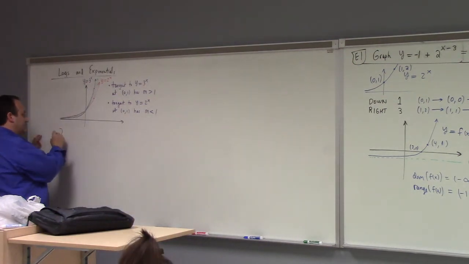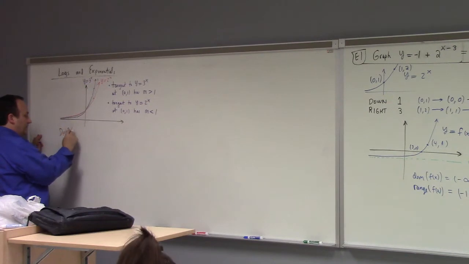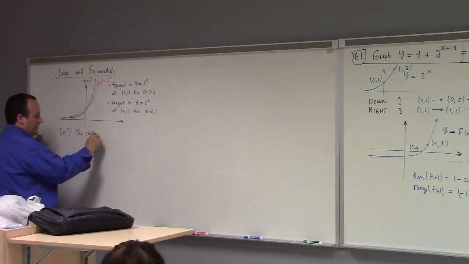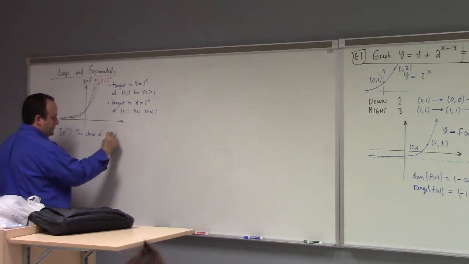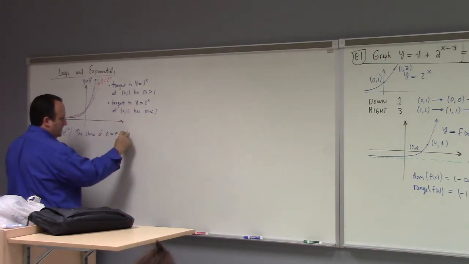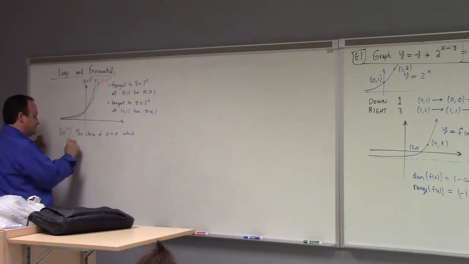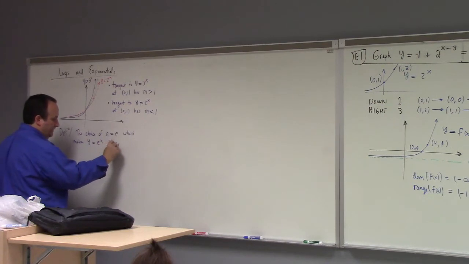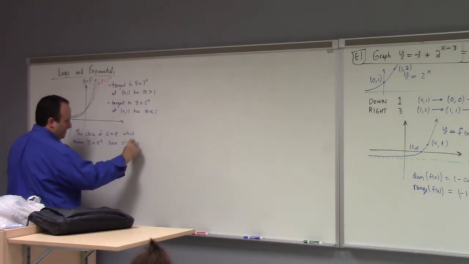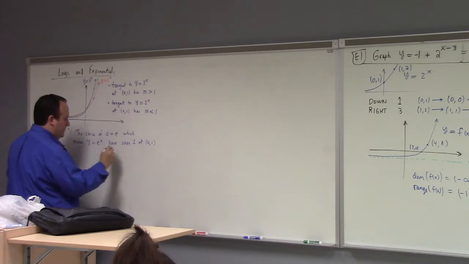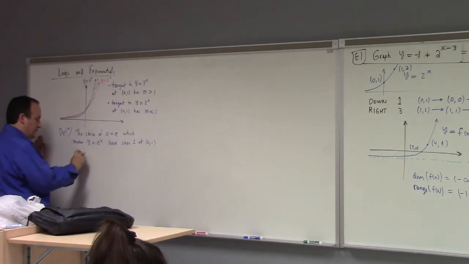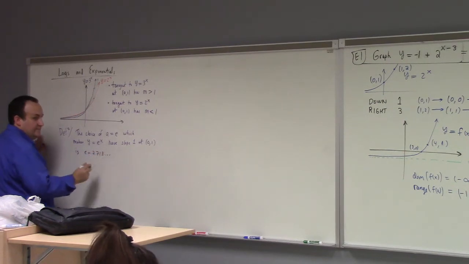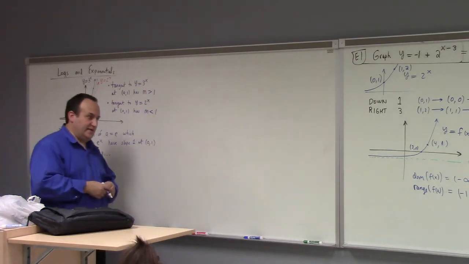So, definition: the choice of a equals e, which makes y equals e to the x have slope 1 at (0, 1), is e equal to 2.718 and so on, and this is the so-called base e.